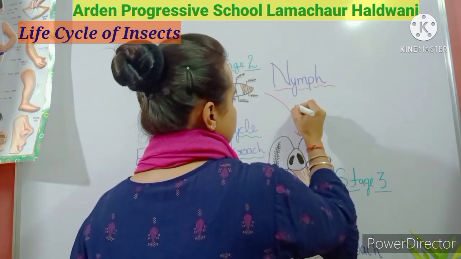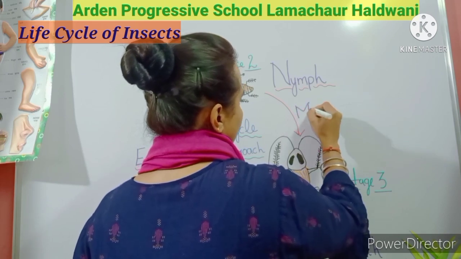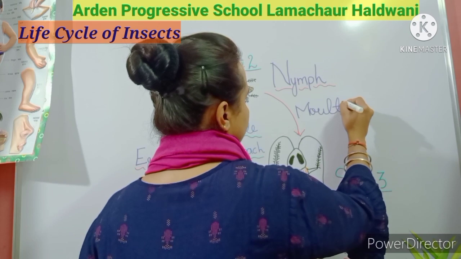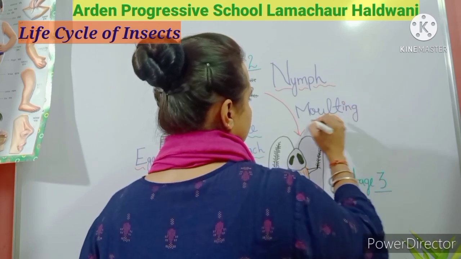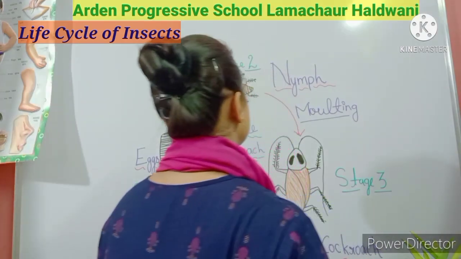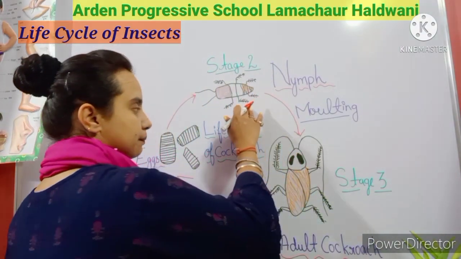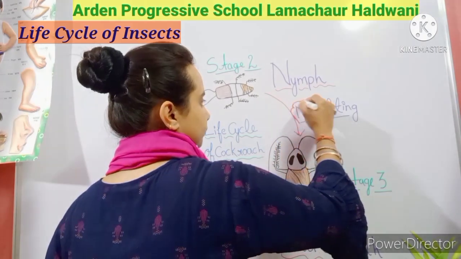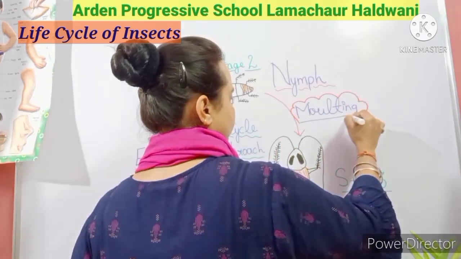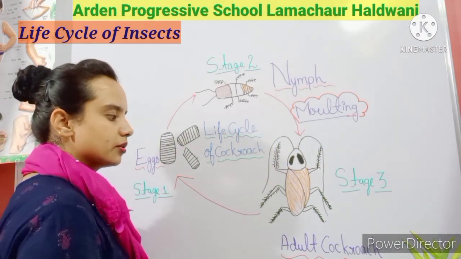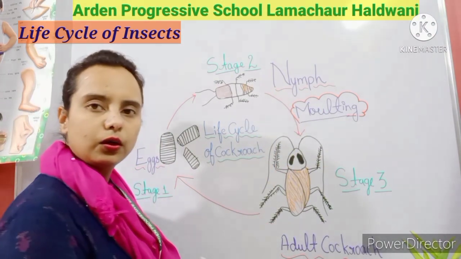spelled MOULTING. This is the process by which baby insects shed their skin. After this, they come to stage 3, that is an adult cockroach.